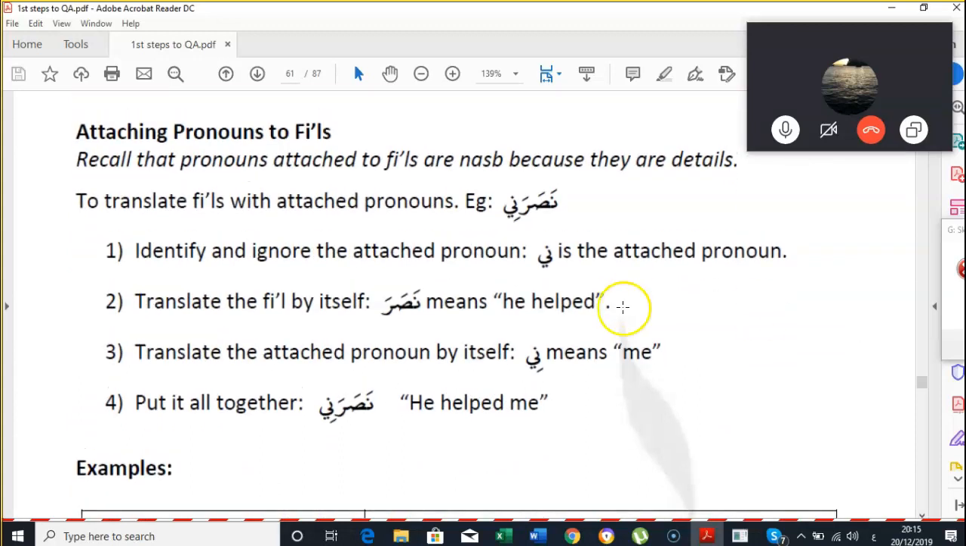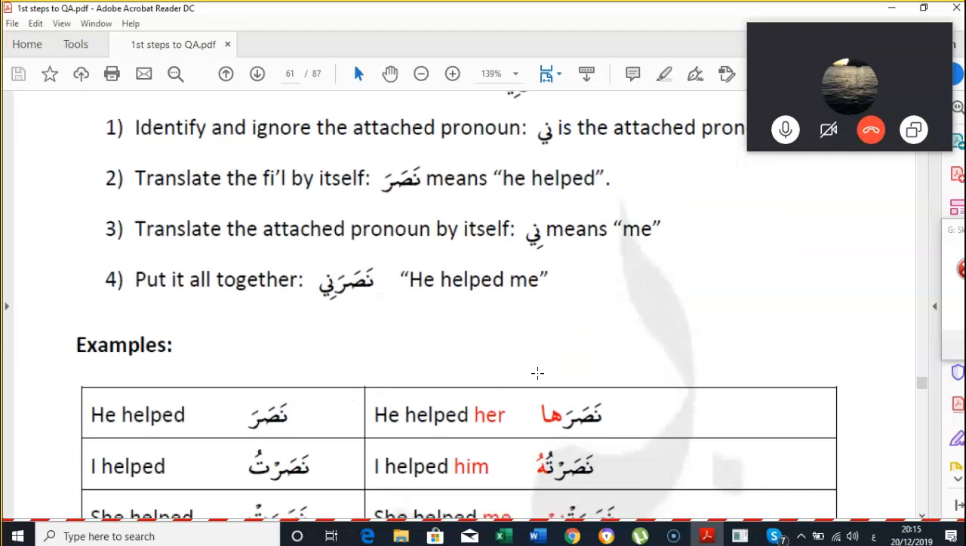So this is what I just mentioned. Identify and ignore the attached pronoun first. Translate the fi'l by itself. Then translate the attached pronoun and put it together.